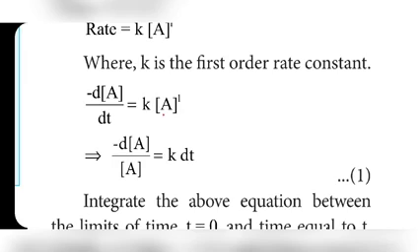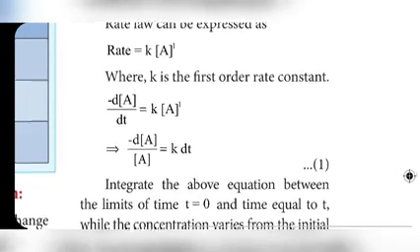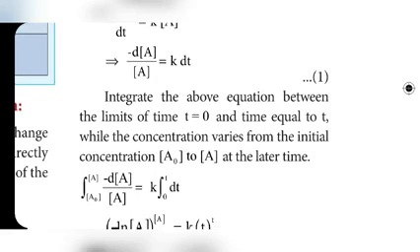If you rearrange the equation, A goes to this side, so minus dA by A is equal to k into dt, as dt goes to the other side. So if you rearrange, you will get this equation: minus dA by A is equal to k into dt. Now we are going to do the integration part. We are going to integrate the above equation.